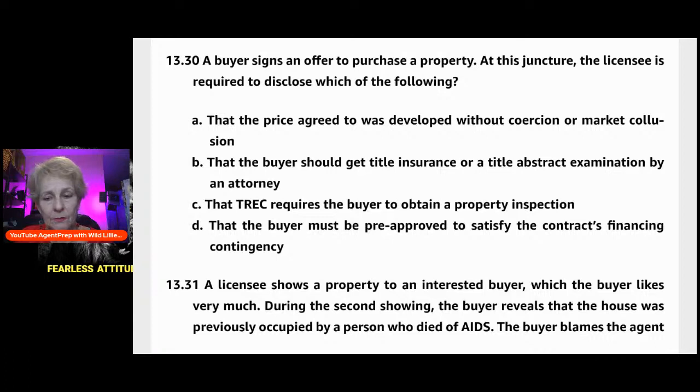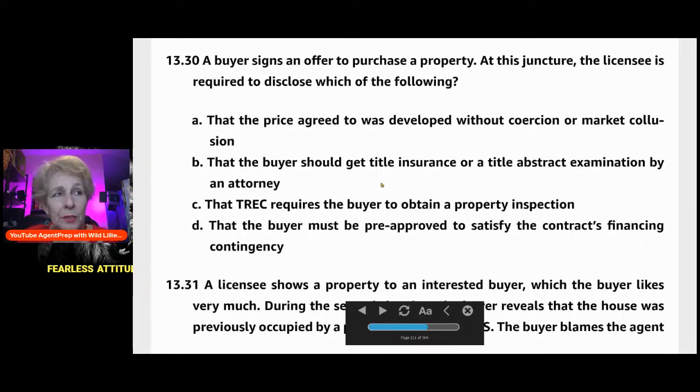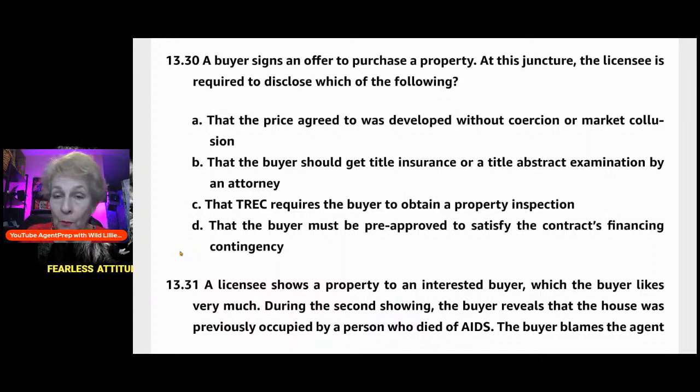Yes, no, maybe so. All right, the answer here is yes, very good, B. The buyer should get a title insurance or title abstract examination by an attorney, because that's who does them. So anytime a buyer is going to buy, we make recommendations. We advise them to get a home inspection so that they know the condition of what they're buying, to get title insurance so that they are protected in case there's an error on the title information or the title of the property, names of the sellers, liens that are on the property, mechanical liens, judgments, anything like that that were maybe missed.